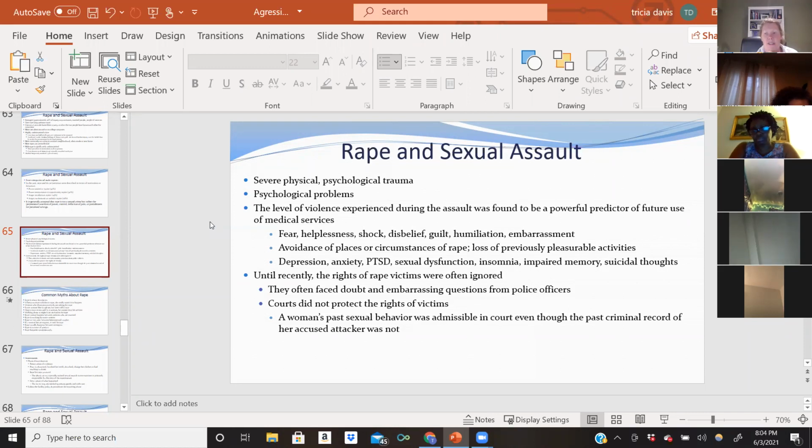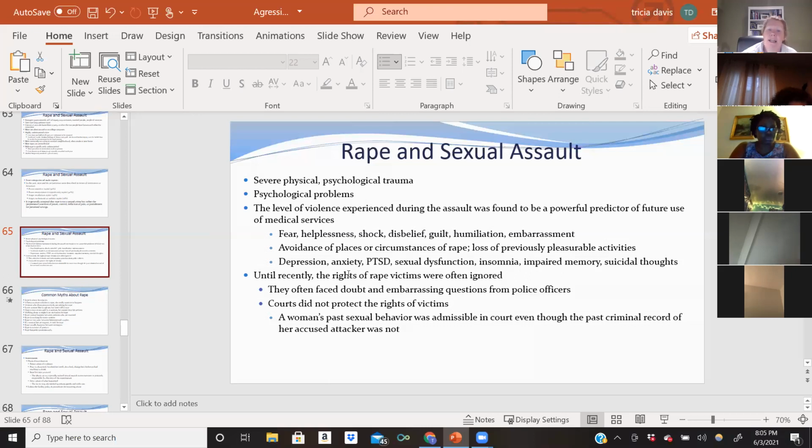Sometimes it results in a loss of previously pleasurable activities. And usually we see this because it's associated with depression. These patients can have a lot of anxiety. They can have post-traumatic stress disorder. They can have sexual dysfunction in future relationships. They can have trouble sleeping. Sometimes they don't have a lot of memory about what happened with the incident. As time goes by, they forget it, and that is troubling to them as well. Some patients have suicidal thoughts because they can't live with the guilt and the fear and the embarrassment that they have, so they don't want to live. And then it also causes issues with trust in future relationships.